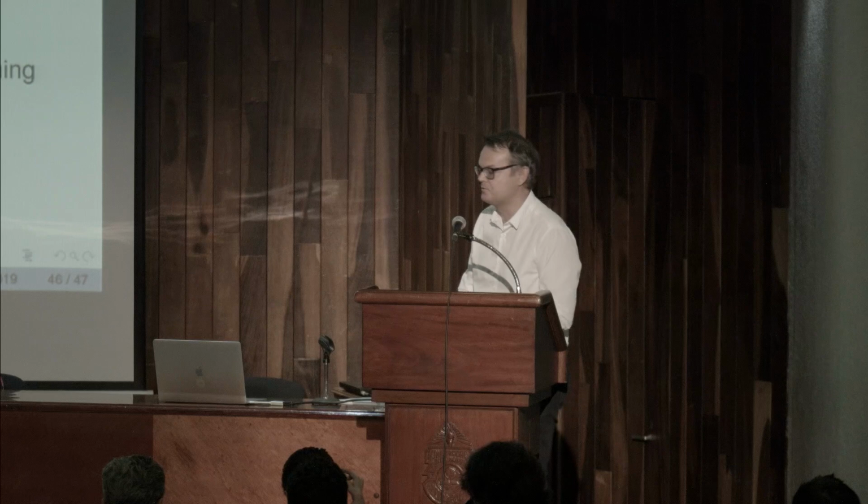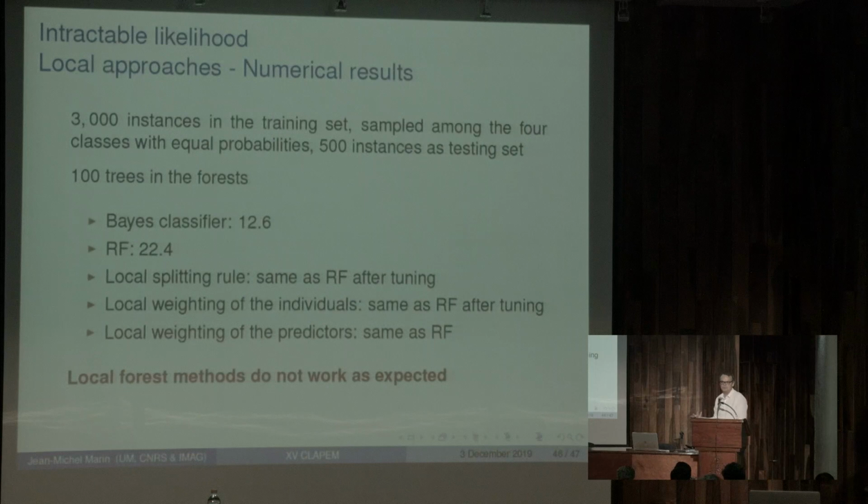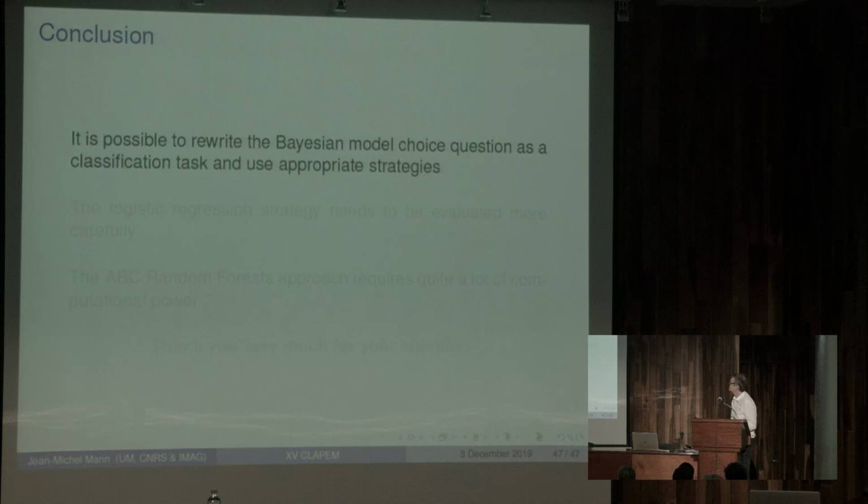So I think this is the end of the story with this ABC random forest. Right now there is a proposal: using simulation from the prior and the forest in the big space, and then it is almost impossible to localize. So I hope I convinced you that it's possible to rewrite the Bayesian model choice question as a classification task, in either the tractable or intractable likelihood case, and to use appropriate strategies associated with this rewriting.